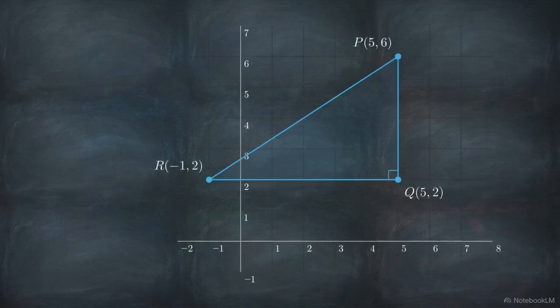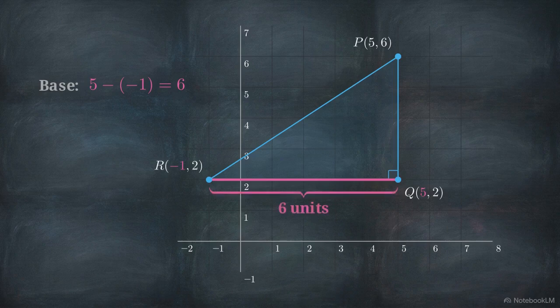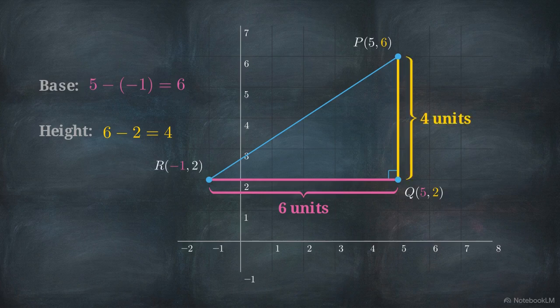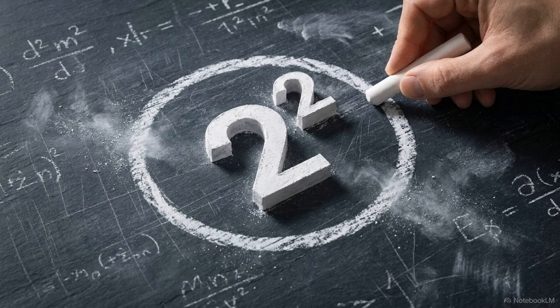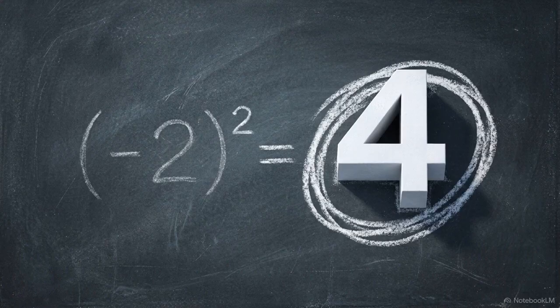We calculate the horizontal base by subtracting the lowest x-coordinate from the highest. Subtracting -1 from 5 yields a total horizontal distance of 6 units. We execute the exact same process for the vertical height, subtracting the lowest y-coordinate from the highest y-coordinate. Subtracting 2 from 6 yields a total vertical distance of 4 units. There is a crucial mathematical caveat here. Because we will eventually square these lengths, the order of subtraction becomes completely irrelevant. Any resulting negative numbers will correct themselves during the squaring process.